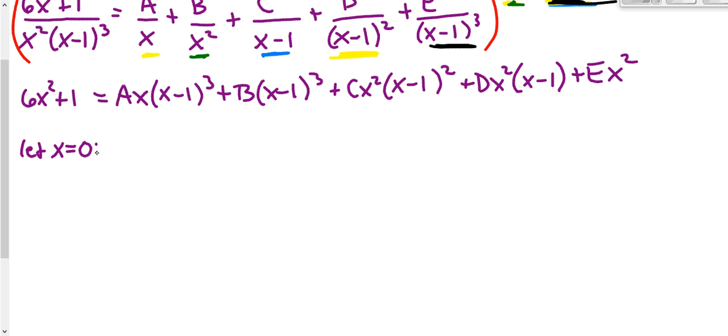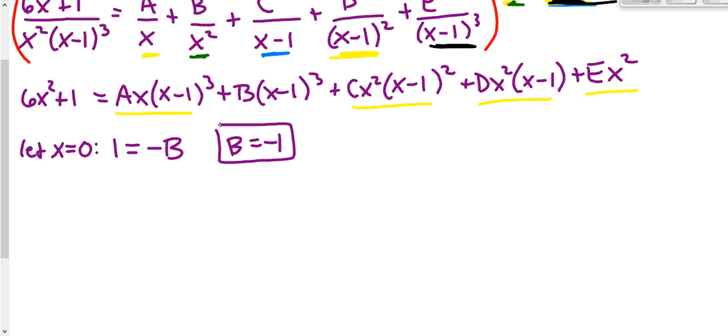This will give us 1 equals 0, 0, 0, 0. The only thing left is b times negative 1 cubed. So we get 1 equals the opposite of b. So now we know that b is negative 1.